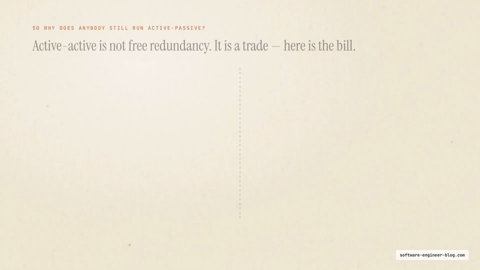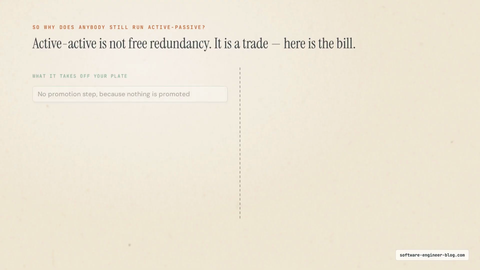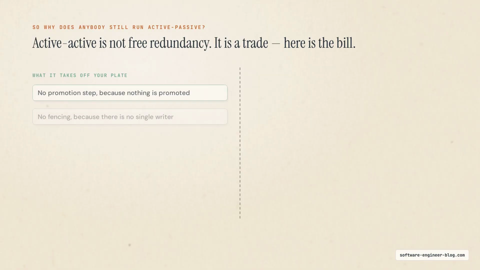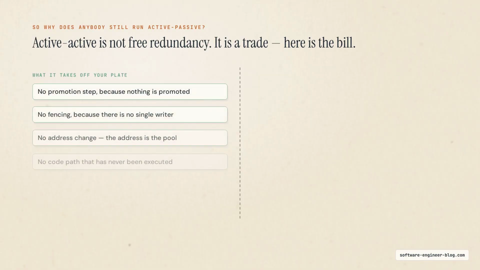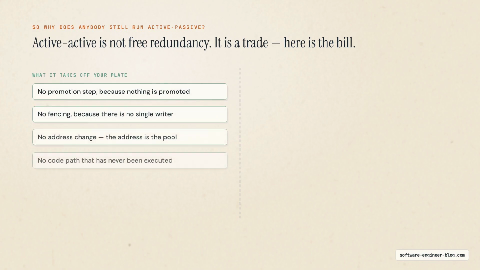Because active-active is not free redundancy. It is a trade, and you should hear the bill before you sign it. On the left, what it takes off your plate. No promotion, no fencing, no address change, no path that has never been executed. On the right, what it hands you instead.